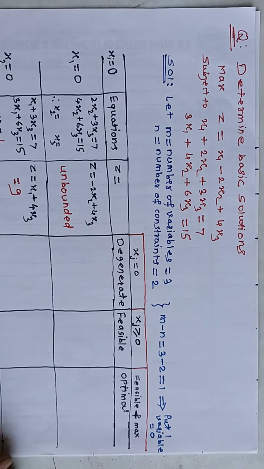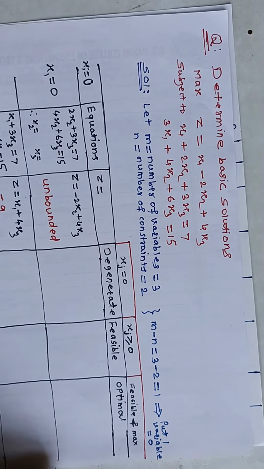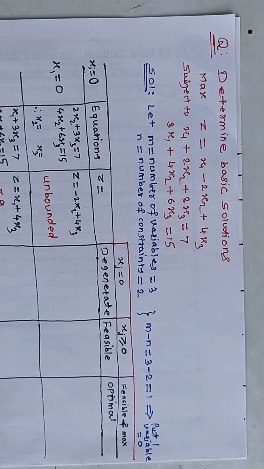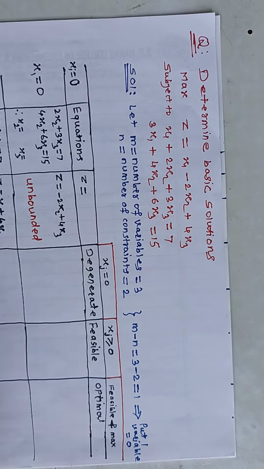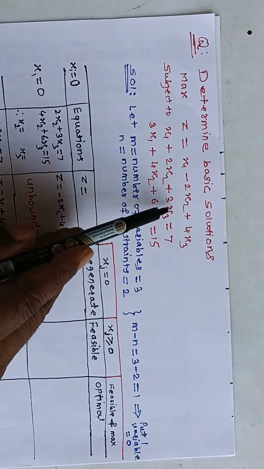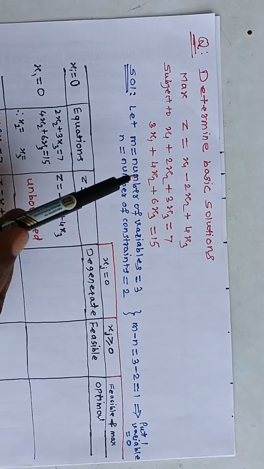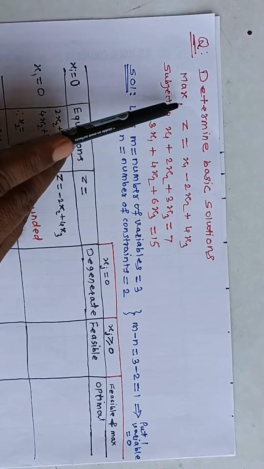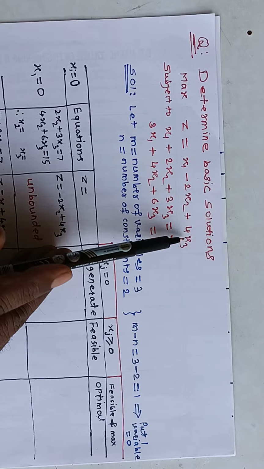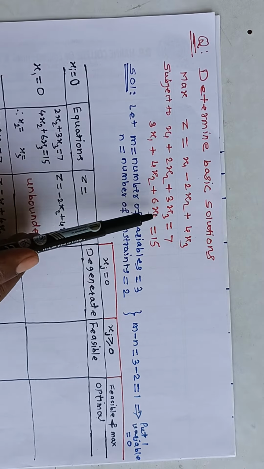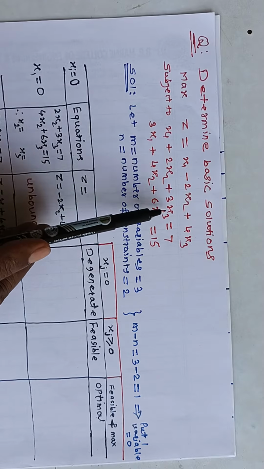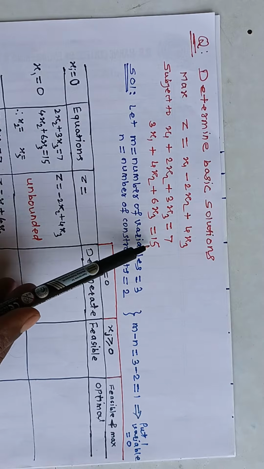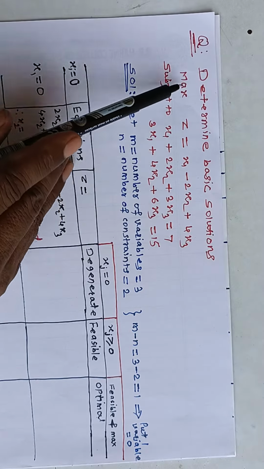Hello everyone. Let us solve problems on LPP to find basic solutions of given linear programming problem. Here problem is like this. Determine basic solutions of given problem. Here linear programming problem is like this. Maximize z is equal to, this is objective function, x1 minus 2x2 plus 4x3 subject to, these are constraints which are equations here, x1 plus 2x2 plus 3x3 is equal to 7, 3x1 plus 4x2 plus 6x3 is equal to 15. These are constraints and this is objective function.